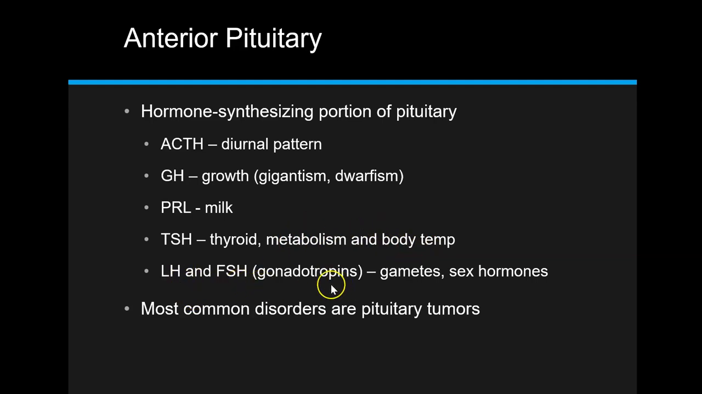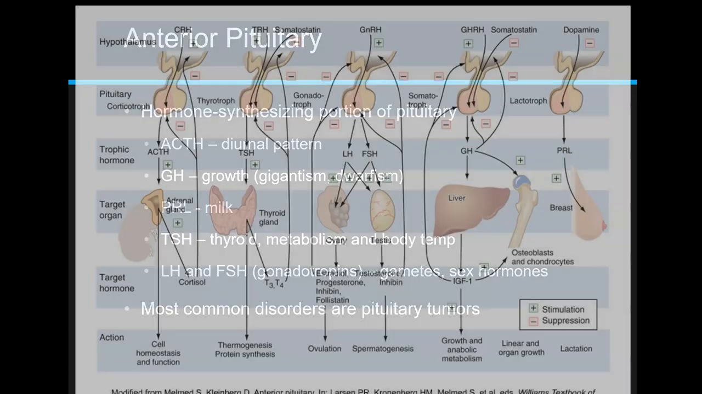LH and FSH are your gonadotropins, and they will regulate the production of the gametes, so the egg and sperm, and the sex hormones, so estrogen, testosterone, progesterone, and all that kind of stuff. And the most common disorders are usually pituitary tumors that then affect the production of these various hormones.